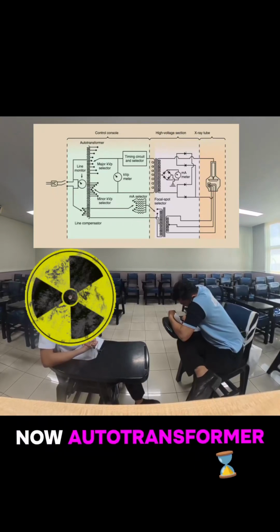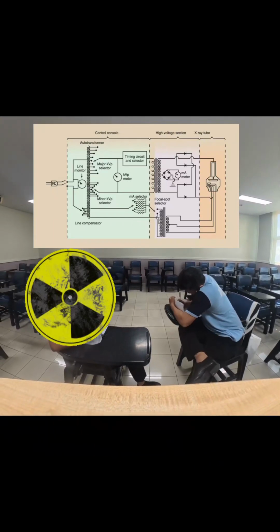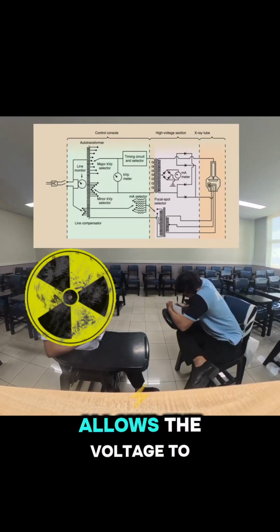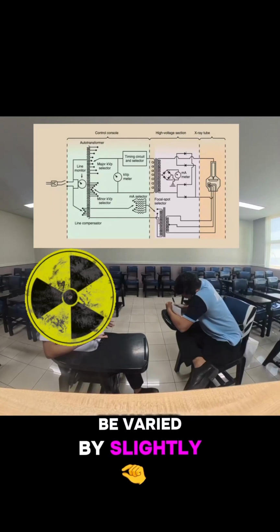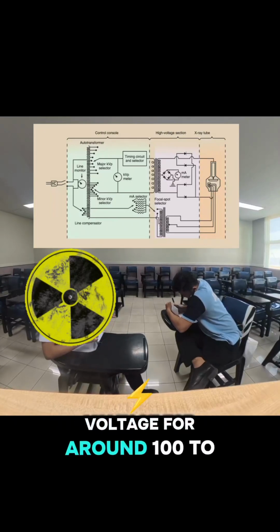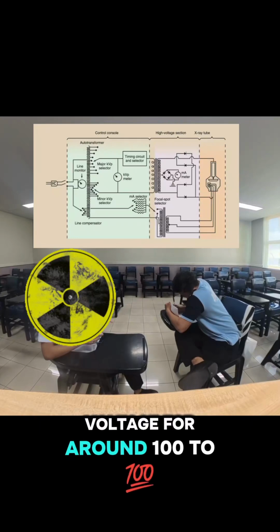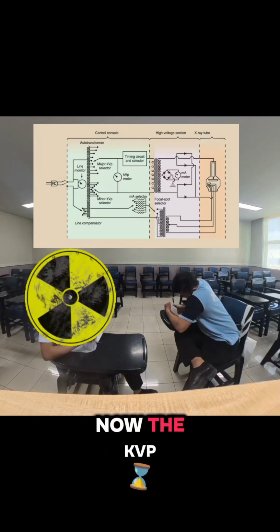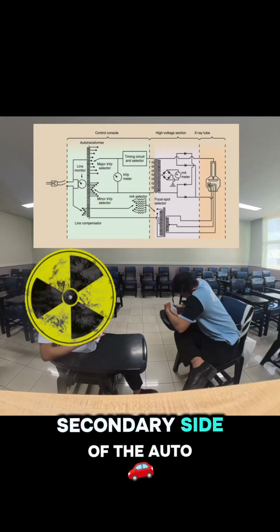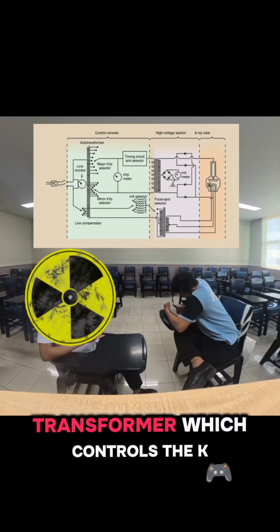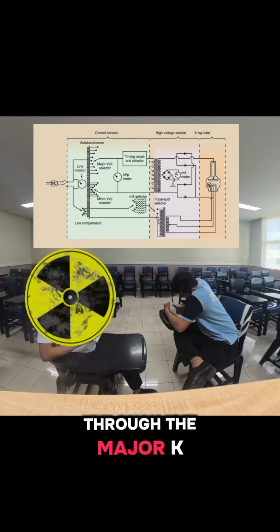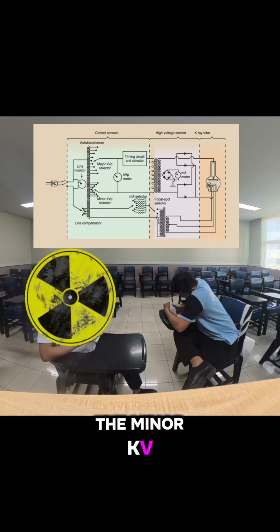The autotransformer, which receives the stabilized incoming power supply, allows the voltage to be varied by slightly increasing or decreasing the voltage, around 100 to 400 volts. The kVp selector, located on the secondary side of the autotransformer, controls the kVp through the major kVp adjustment or the minor kVp adjustment.